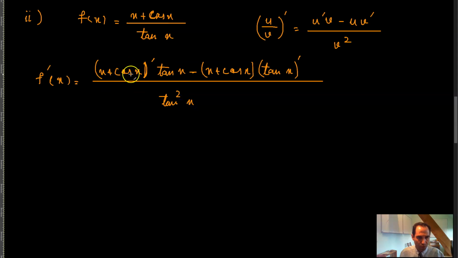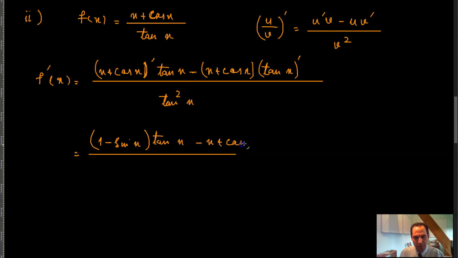So the derivative of x plus cos x is 1 plus 1 minus sin x. That's 1 minus sin x times tan x minus x plus cos x times the derivative of tan x, which is secant squared x, and divide that by tan squared x. And then they have written it in this form, 1 minus sine x times sine x minus x plus cos x times secant squared x over tan squared x, and that is the answer here. So that is the rest of the miscellaneous examples on this chapter.